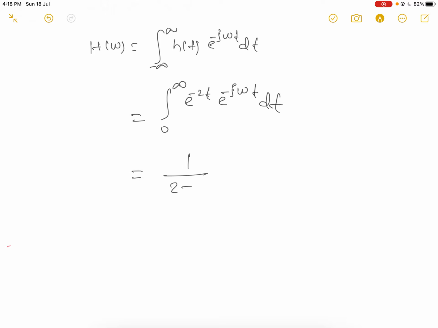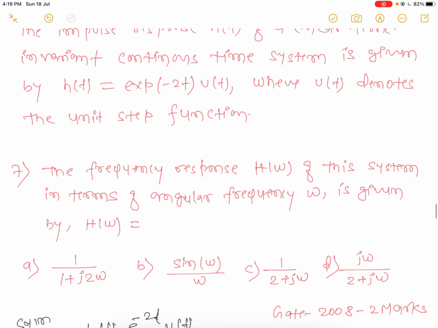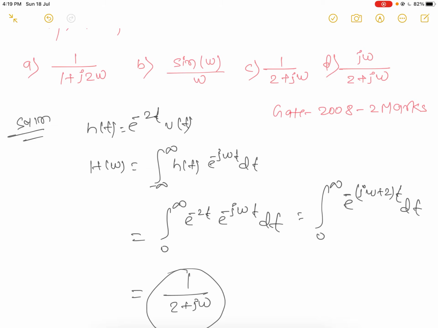When you simplify it, you will get simply 1 upon 2 plus j omega, because we can take the minus common outside from 0 to infinity, then you will get j omega plus 2 and t dt, and integrate it. After putting the limit, you will get this one. Which one is the right answer? Option C will be the right answer.